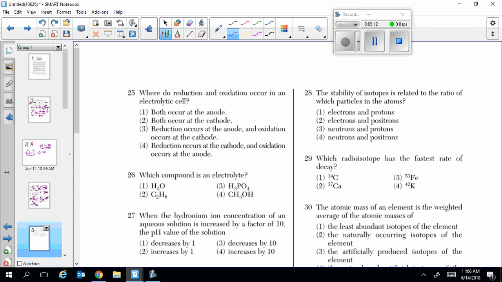Where do reduction and oxidation occur? Well, reduction, red cat, so that happens at the cathode, and ox, so that oxidation happens at the anode. So reduction at the cathode, there it is.